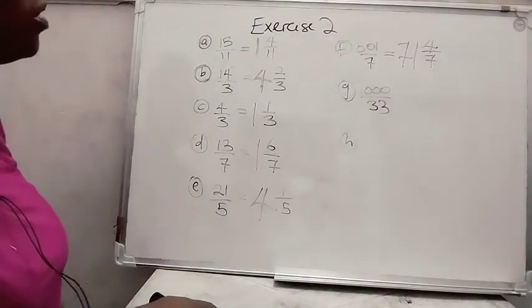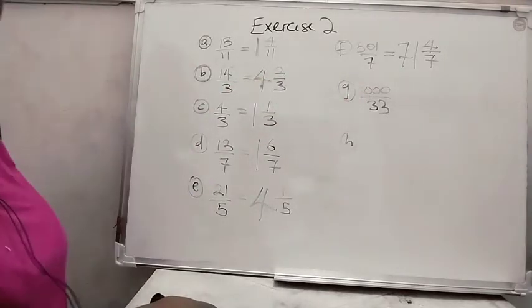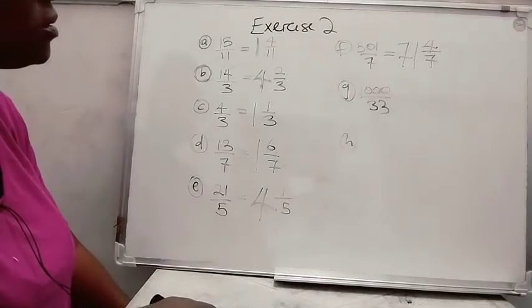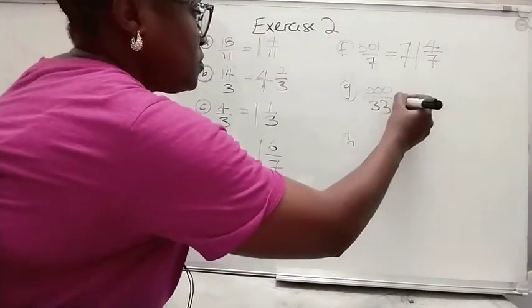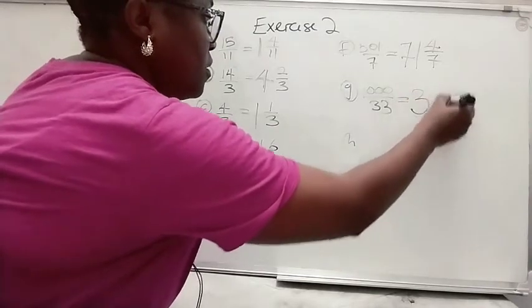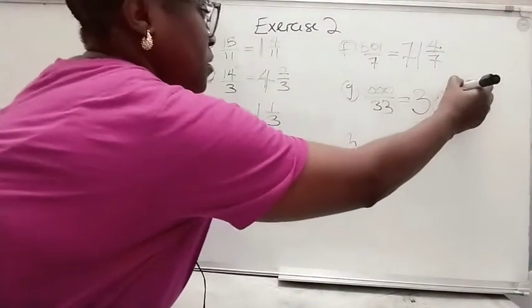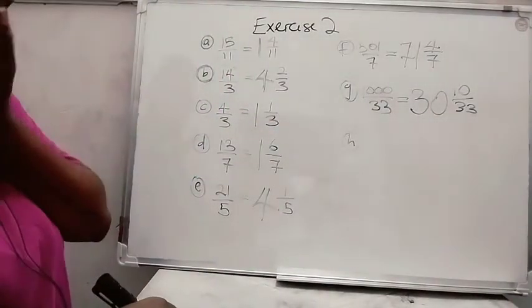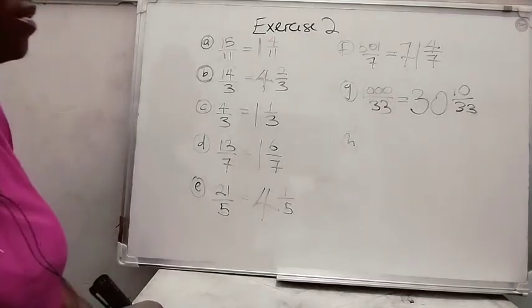Then we have 1000 over 33. 33 enters 1000 30 times. We will have 30, okay? 30 remainder 10 over 33.